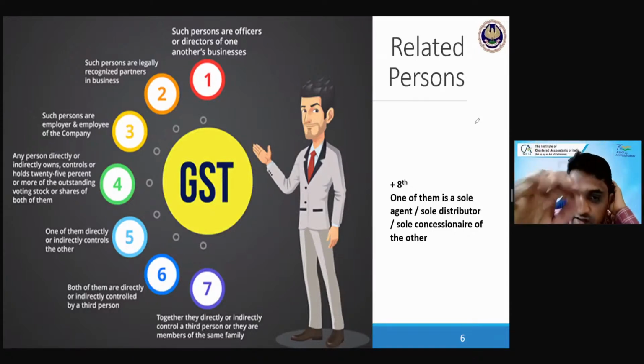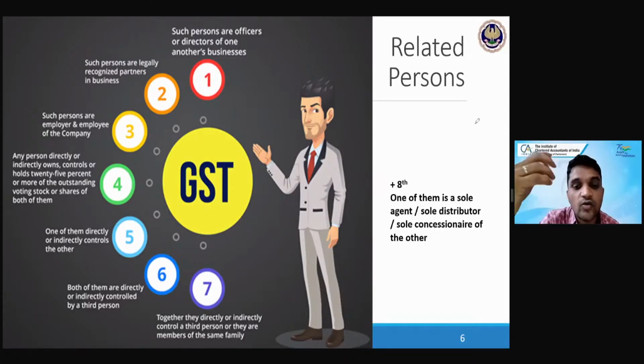Those who can influence the operating and financial decisions are called a related party. What is outstanding voting stock? Which means, what are the shares which you have issued? That is called outstanding voting stock, which is the equity issued share capital.